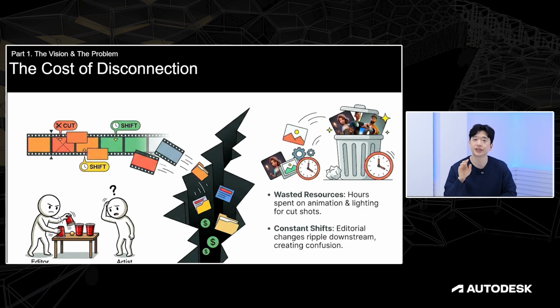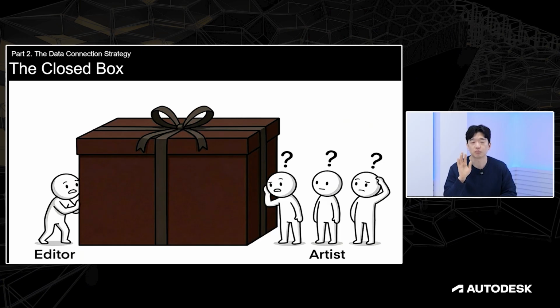Say an editor changes the timing of a cut or reorders a sequence in the editing tool. If those changes aren't communicated back to Unreal in real time, the artist building assets against the Unreal sequencer has no way of knowing what's changed. The result: animation is keyed to the wrong frames, and lighting is applied to cuts that have already been deleted. All of it wasted. That was a real problem.